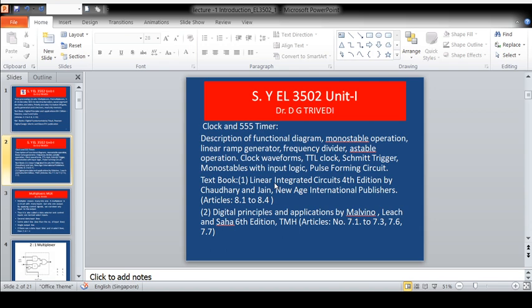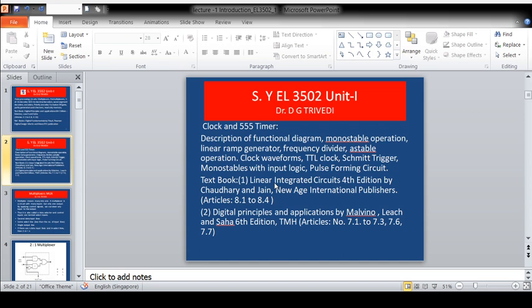In this particular chapter, you are going to study the description of the functional diagram of the 555 timer, monostable operation, linear ramp generator, frequency divider, astable operation, clock waveforms, TTL clock, switch trigger, monostable with input logic, pulse forming circuit. These are the topics in your Section B.